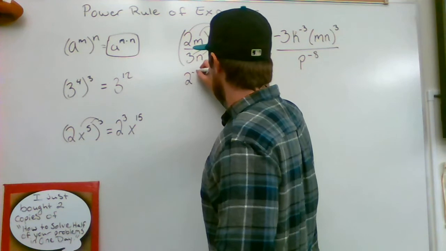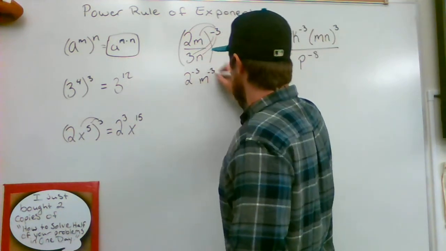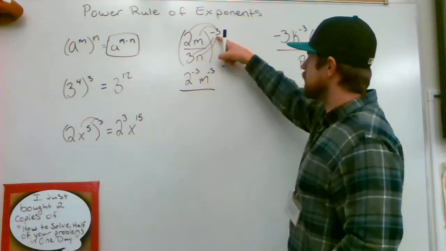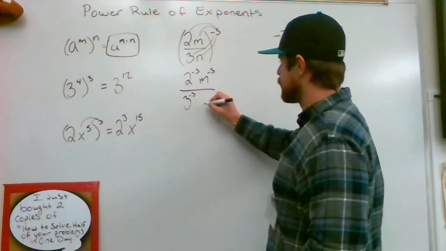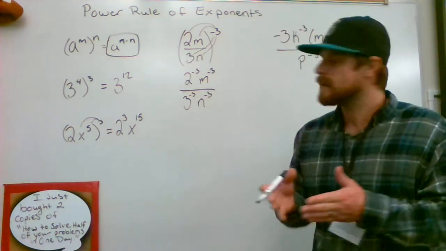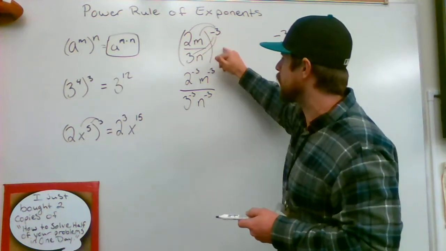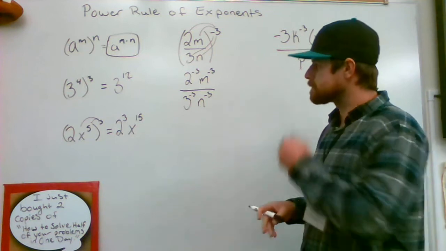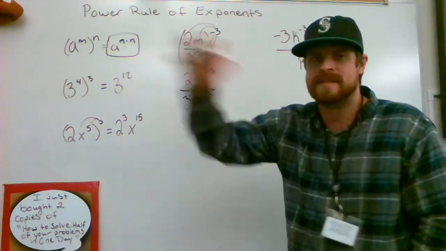Write it out, 2 to the negative third, m to the negative third, over 3 to the negative third, and n to the negative third. Hopefully you've understood now what I've done, and I'm just simply distributing that exponent to each part. All right? Now, I have negative exponents throughout this entire thing.